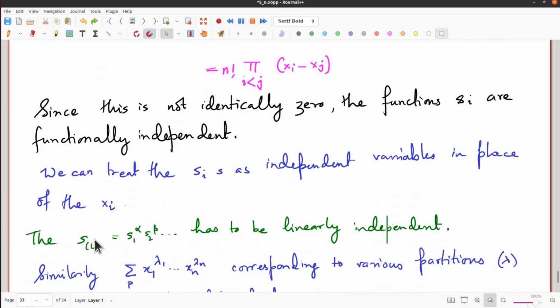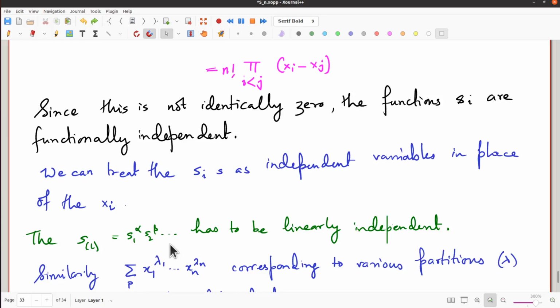Now, next comes the point that the SL, which are formed by powers of these s1, s2, etc., must be linearly independent of each other. Because if they were not linearly independent, these s for each partition, then their dependence would ultimately boil down to a functional dependence in the set s1, s2 up to sn. So these have to be linearly independent.